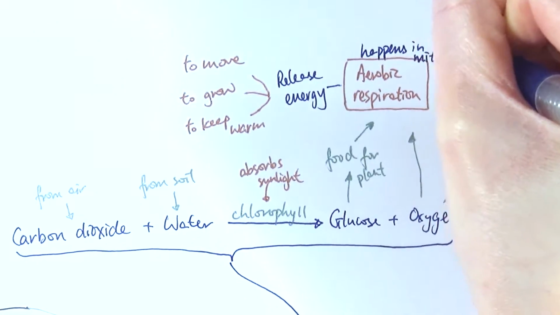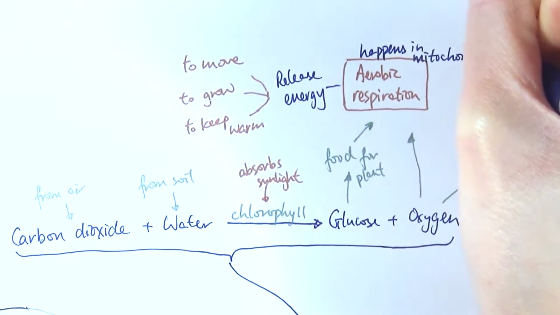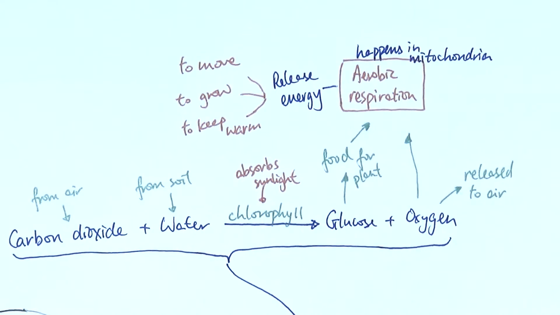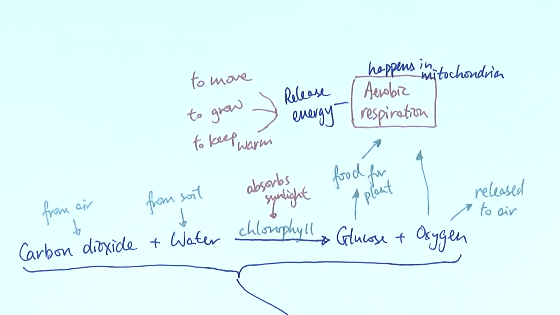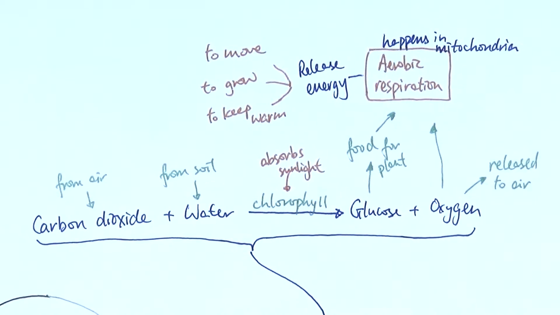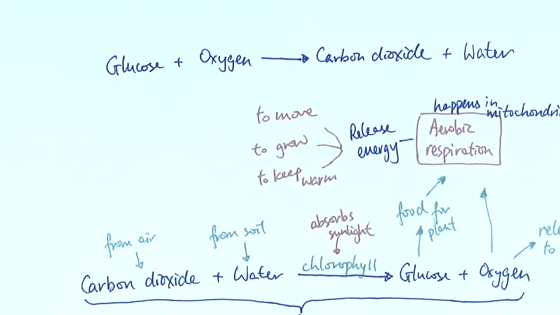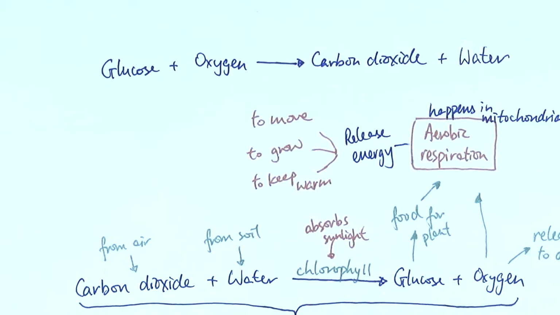So remember that both animals and plant cells contain mitochondria, and it's because both animals and plants do aerobic respiration for energy for various things. So what is the equation for aerobic respiration? And actually it is the exact opposite of photosynthesis, just in the opposite direction. So we'll just write it out here. Glucose plus oxygen makes carbon dioxide and water.